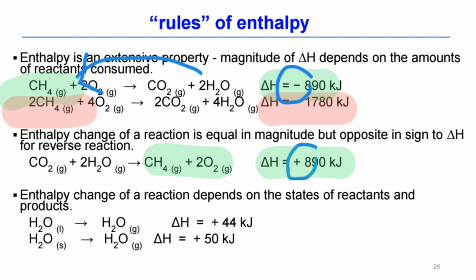The enthalpy change of a reaction depends on the states of reactants and products. For example, ice requires more energy to form water vapor compared to liquid water forming water vapor.